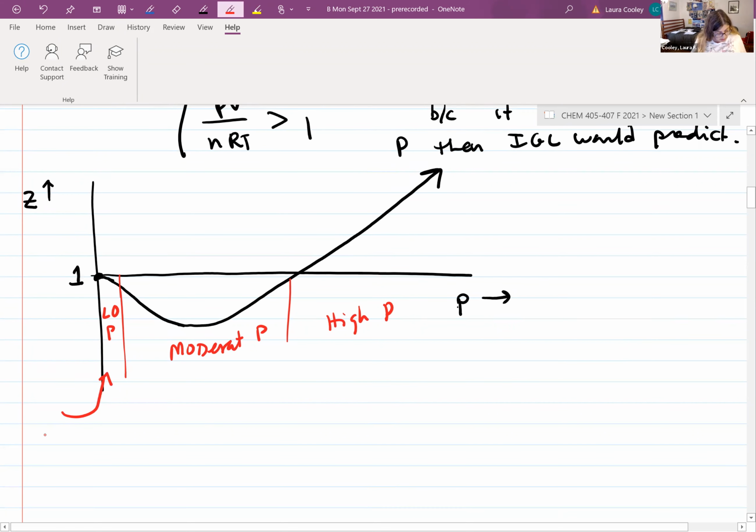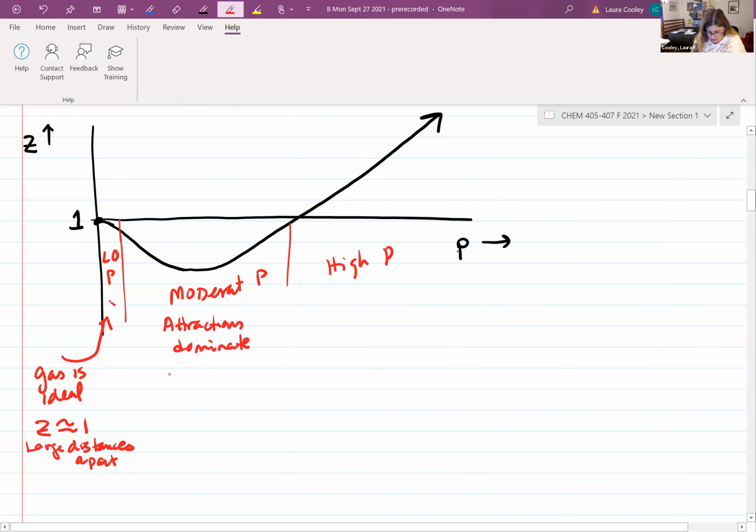Over here, of course, we have the fact that the gas is ideal, that Z is very close to 1. At moderate pressures, now this is where attractions dominate. And you have to remember what's going on here is that it's the distance between the particles that's changing. Here we have very large distances between particles, so large distances apart. Here we have a few molecular diameters. So maybe a few to 1 or 2, okay? And here now we have, well, let's call it a few. And here we have repulsions dominate, because the molecules are just simply too close.